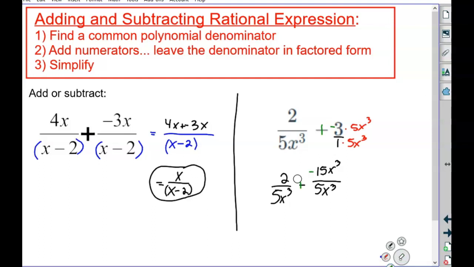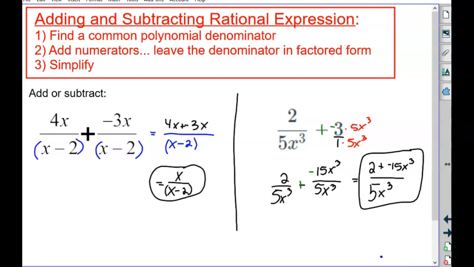So that'll make it look like a negative 3, so that'll be a negative 15. And then you can play that same game. Keep the denominator. But notice here the numerator, I have 2 plus negative 15x to the third. I can't combine those. And there aren't any common factors for me to reduce out, so that's as far as we can get. You didn't have to write 2 plus negative 15x to the third. You could have written 2 minus.